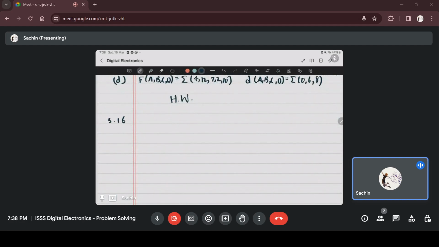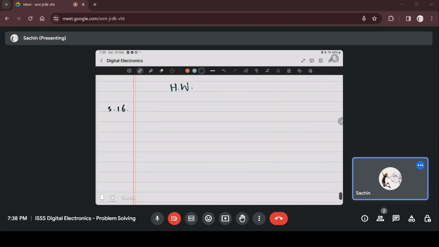Problem 3.16. Simplify the following functions and implement them with the two-level NAND gate circuits. I'll leave that as homework because we have solved a lot of problems on simplification, and implementing in a two-level NAND gate circuit is not very difficult. And maybe we'll see some more problems which will show you how to do that.